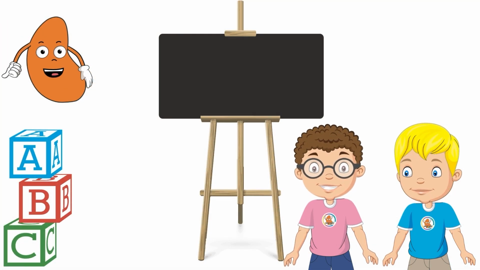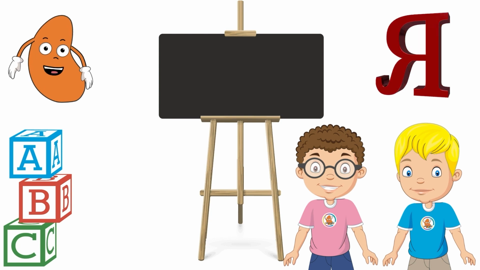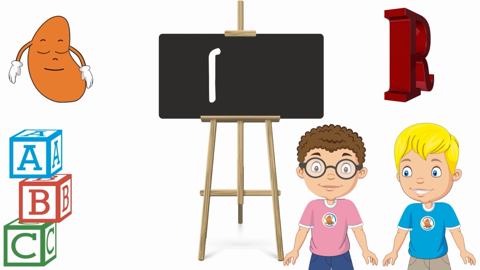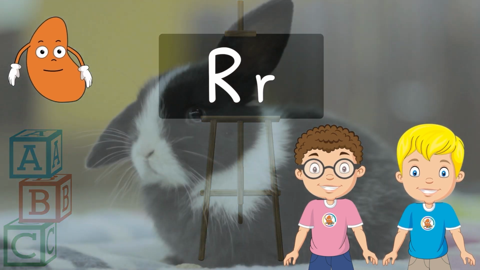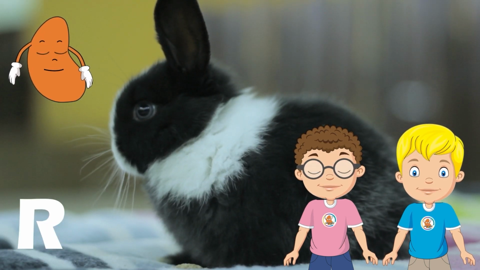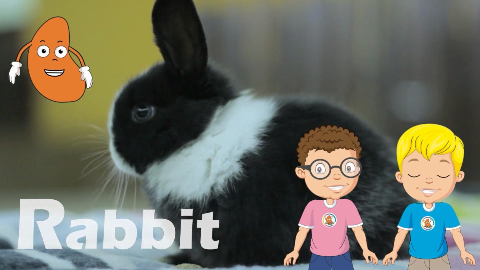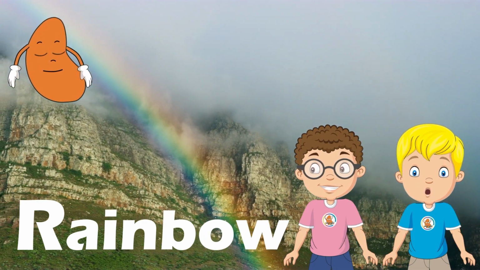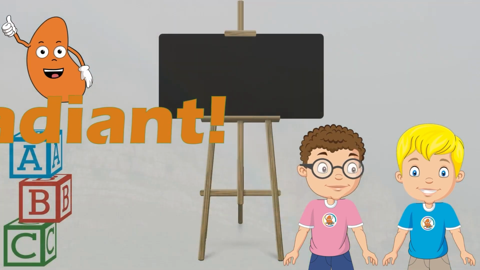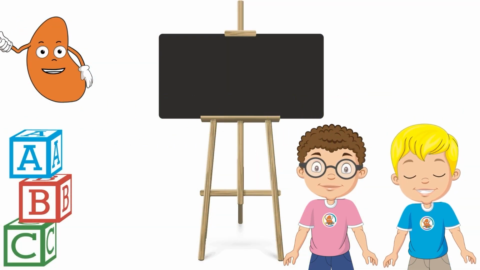And the next letter is R. R. Capital R. Lowercase r. R for rabbit. R for rainbow. Radiant!